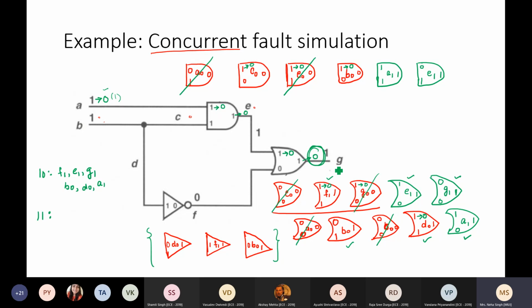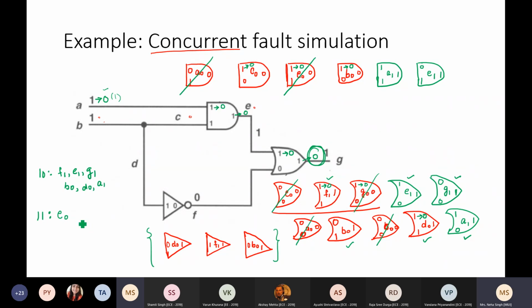We look at the fault list of G. Wherever G's value is changed, only those faults will be detected. G's actual value was 1, but in this red gate the output here is 0. So this was able to detect E stuck at 0. However, F stuck at 1 will not be detected by this test pattern, because G's actual value is 1 and the faulty value is also coming out to be 1. So F1 will not be detected by this test vector.